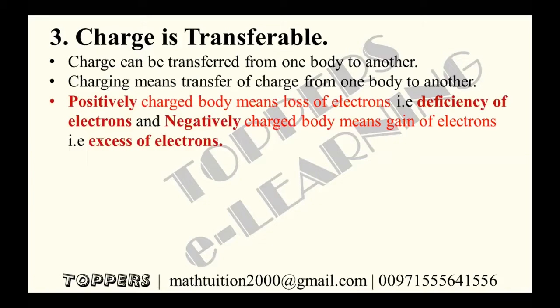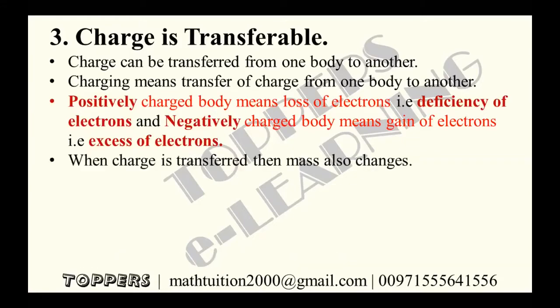So if the electrons are gained, it is negatively charged. It means that body has an excess of electrons, right? And if there is a deficiency of electrons, then we can say it is a positively charged body. When charge is transferred, then mass also changes. What is the reason? Because charge is transferred means electrons are moving from one body to another body. Even though it is negligible, electron has mass, right? So when charge is transferred, mass also changes, even though it is negligible.